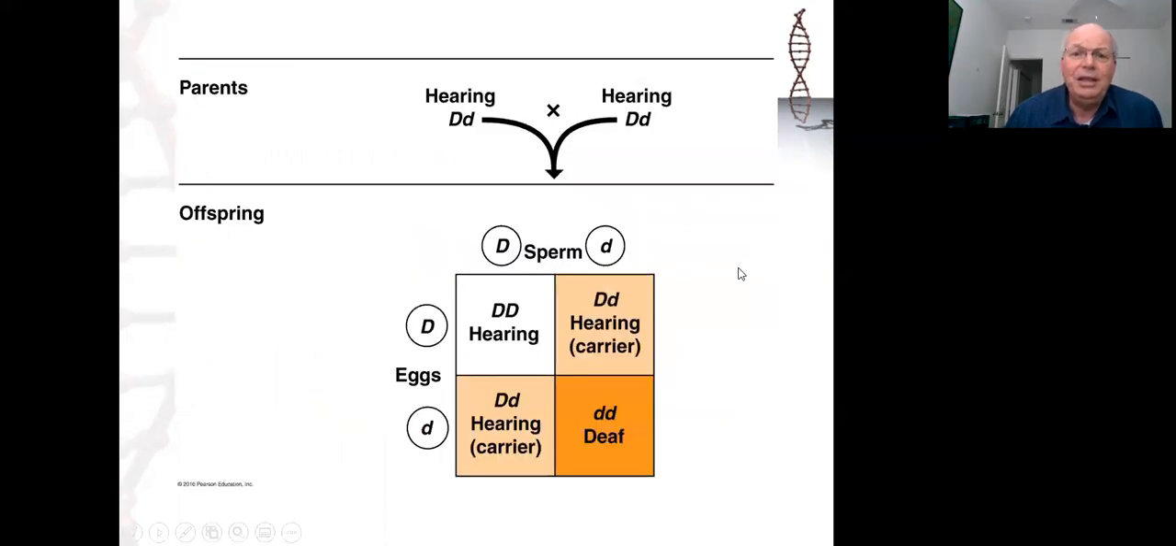So here is again another situation. Here are two individuals who are heterozygous for the hearing allele and the deafness allele. And so here is their child who is deaf, the homozygous recessive, but notice that they also have a 1 in 2 chance of producing a carrier child, which continues the presence of the allele in the population.